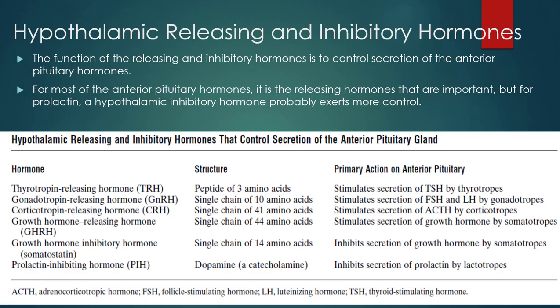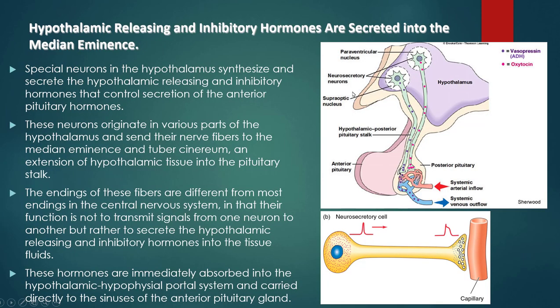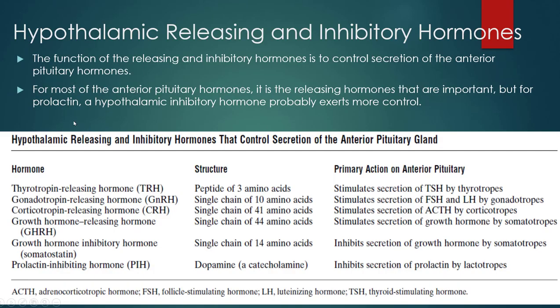Hypothalamic releasing and inhibitory hormones. The function of releasing and inhibitory hormones is to control secretion of the anterior pituitary hormones, by secretion or inhibition. For most of the anterior pituitary hormones, it is the releasing hormones that are important, but for prolactin, hypothalamic inhibitory hormone probably exerts more control. These are the hypothalamic releasing and inhibitory hormones that control secretion of the anterior pituitary.